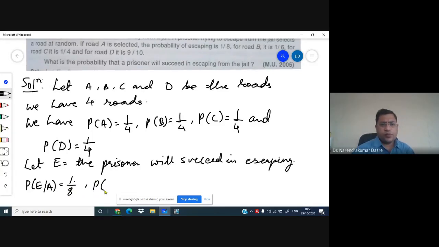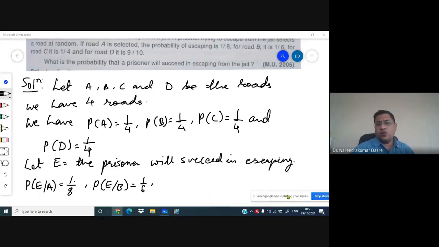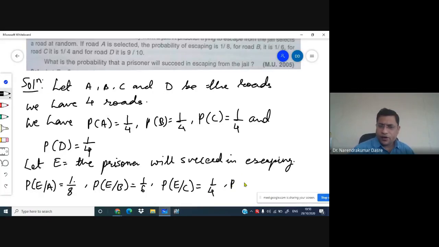Now, the probability of escaping if road B is chosen is given to be 1 by 6. The probability of escaping if road C is chosen is going to be 1 by 4. And the probability of escaping when road D is chosen is given to be 9 by 10.